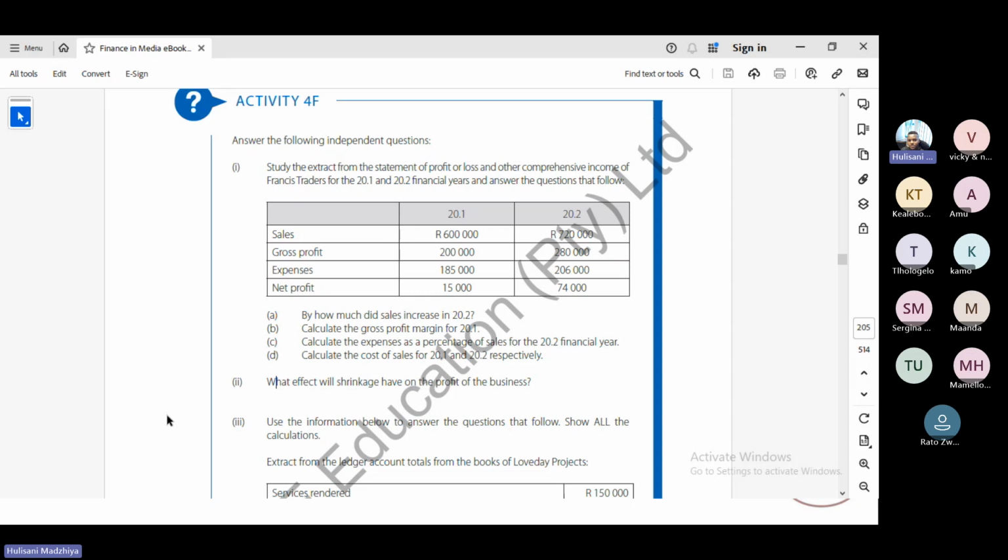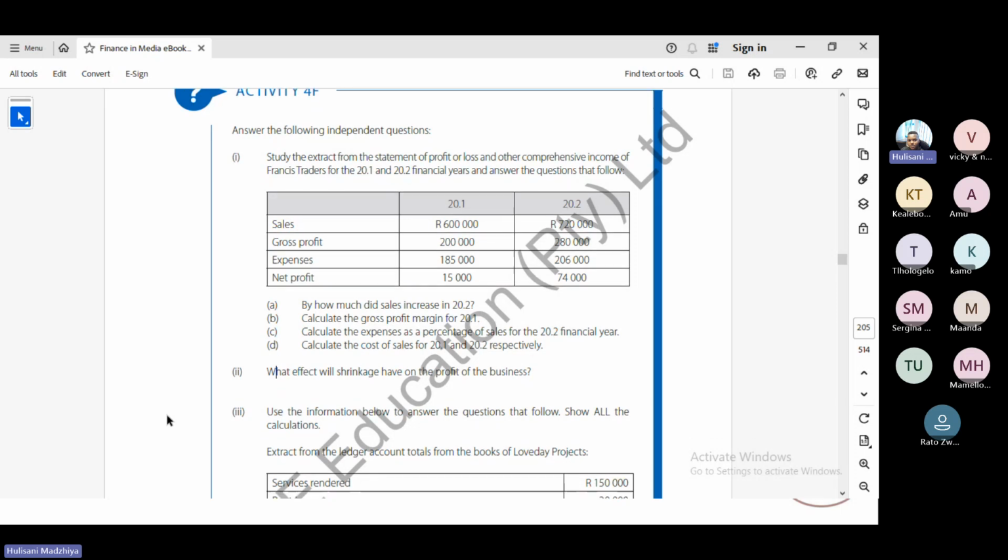So this one I'll just answer since we already talked about it not so long ago. It will actually have a negative impact on the profit of the business, because shrinkage causes cost of sales to increase. When cost of sales increases and sales is not increasing, therefore our profit is going to be very low. So this means that we suffer a negative impact by shrinkage on profit. So that is the answer to Roman figure number 2.